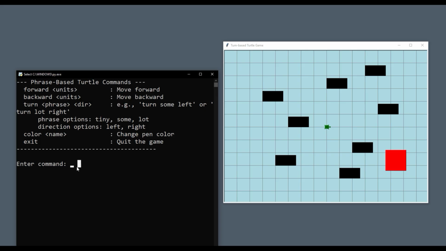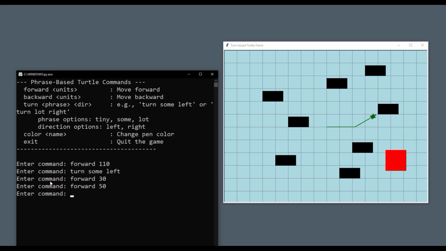Okay, so let us make it move forward. I'm trying to draw an angle basically. So let's make it go forward by say 110 units. And then I'll turn a bit left, I guess. So we have turn left. And then I'll move again. Forward, say 30. A bit more actually. I think that's safe.